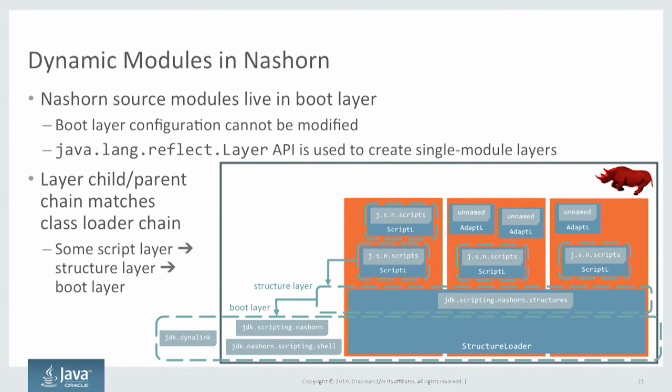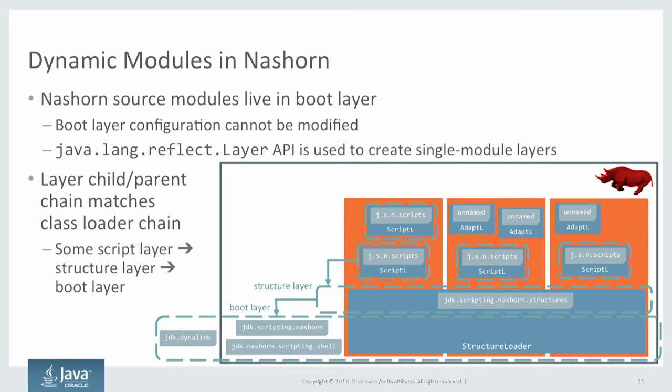Layers. As seen before in Alex's talk, layers essentially map modules to class loaders. Creating modules is possible through the layer API, and we want to associate those dynamically created modules with the Nashorn source modules, which live in the boot layer. The boot layer configuration can, however, not be modified, so we cannot add new modules at runtime to that. It's fixed. So we need to create new layers.